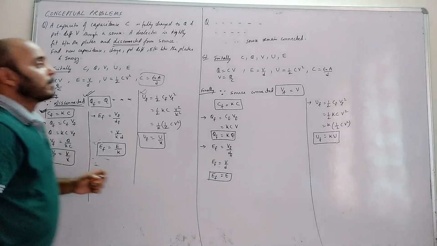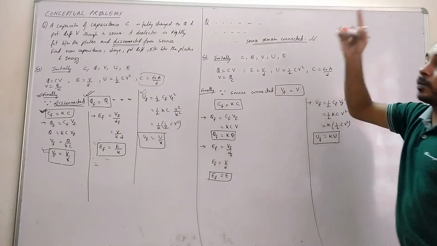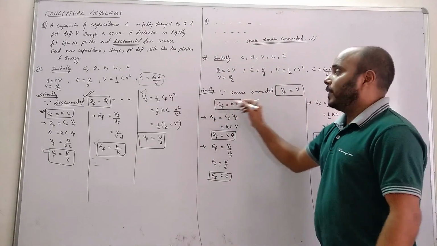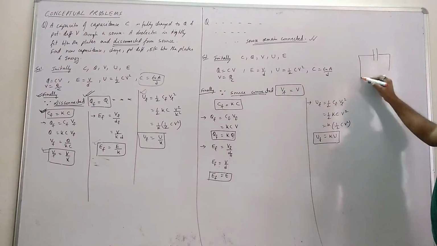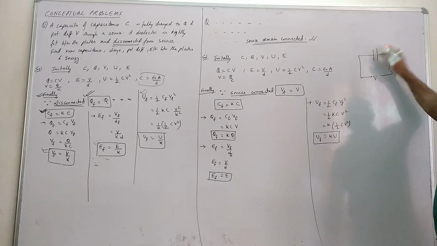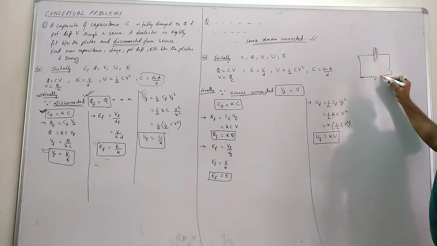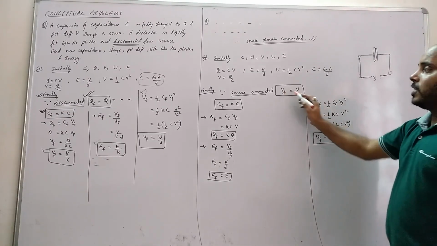Similarly, in this case, when the source remains connected, what will happen? Same initial case, you write it down. Finally, when the source is connected, the potential difference remains the same. This is a capacitor connected to the source. If I put a dielectric inside, this connection remains the same. Nodal concept: the potential difference from here to here is the same. So the final potential difference and the initial potential difference are the same.